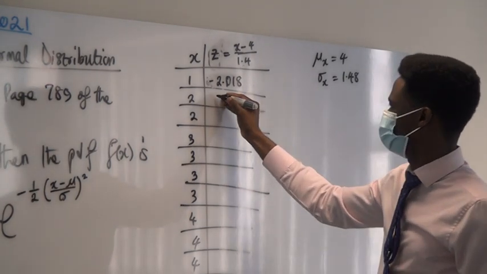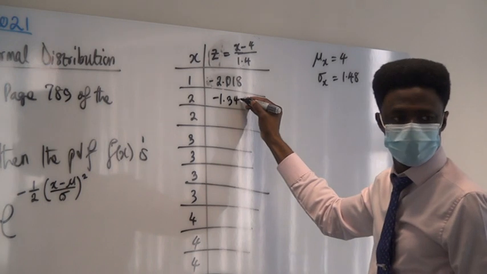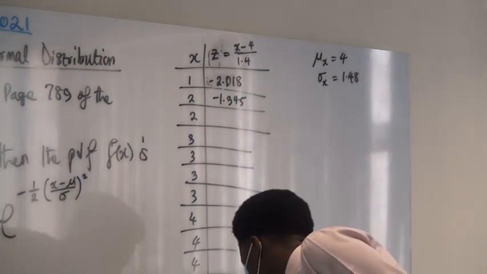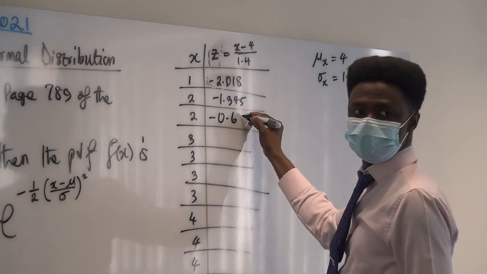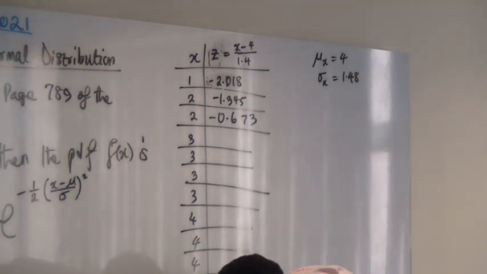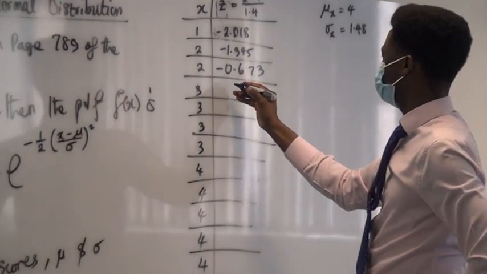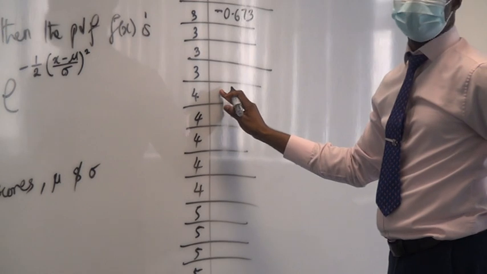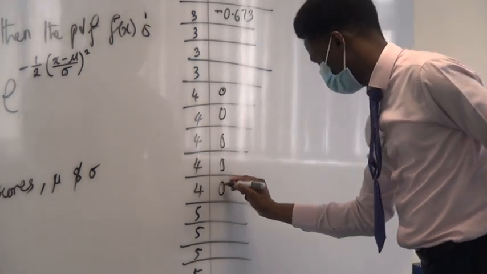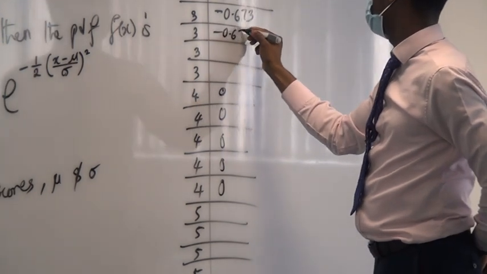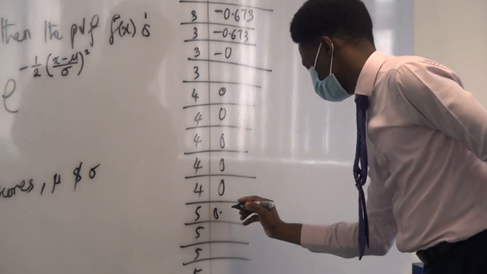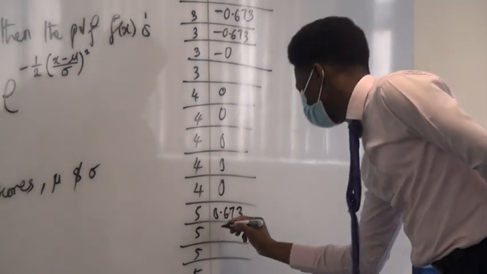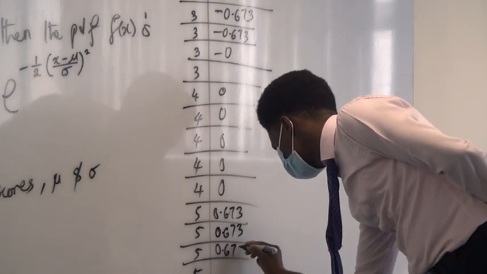Negative 1.345. Okay. For 3, check for 3. Negative 0.673. Okay. Continue. For 4, it's just 0. Yeah, that makes sense. 5. Positive 0.673. Are you sure? Oh yeah, makes sense. Then 6.